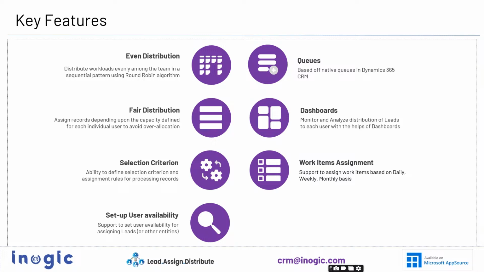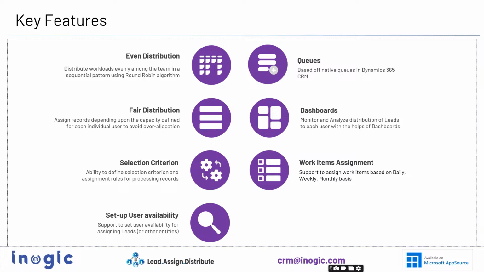Moving ahead, let's say that one of my sales representatives or service representatives is on leave today. We don't want the lead or the record to be assigned to that user. Well, with lead assignment and distribution automation, we can very well set up the user availability as well. The next is queues. The entire process of lead assignment and distribution automation is based on queues. We will be deep diving into this very soon during the demonstration.